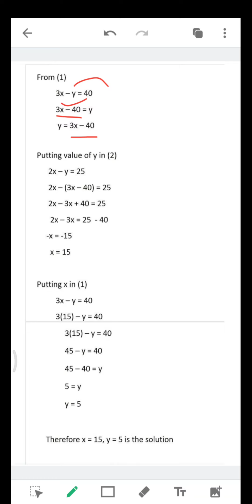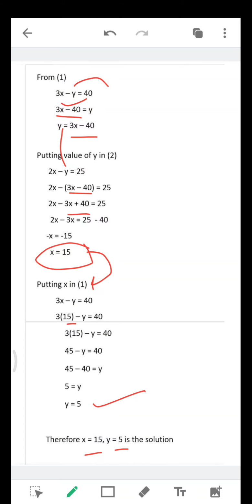In equation number 2, we have 2x minus y. In place of y I'm putting 3x minus 40. Open the bracket with minus, and then we'll get the value of x. This x value you can substitute in any one of the equations. I'm taking equation number 1. In place of x I'm writing 15. 15 times 3 is 45 minus y is equal to 40, and if you proceed you'll get y equal to 5. You can solve it by the elimination method also. So x is equal to 15, y is equal to 5 is our solution.